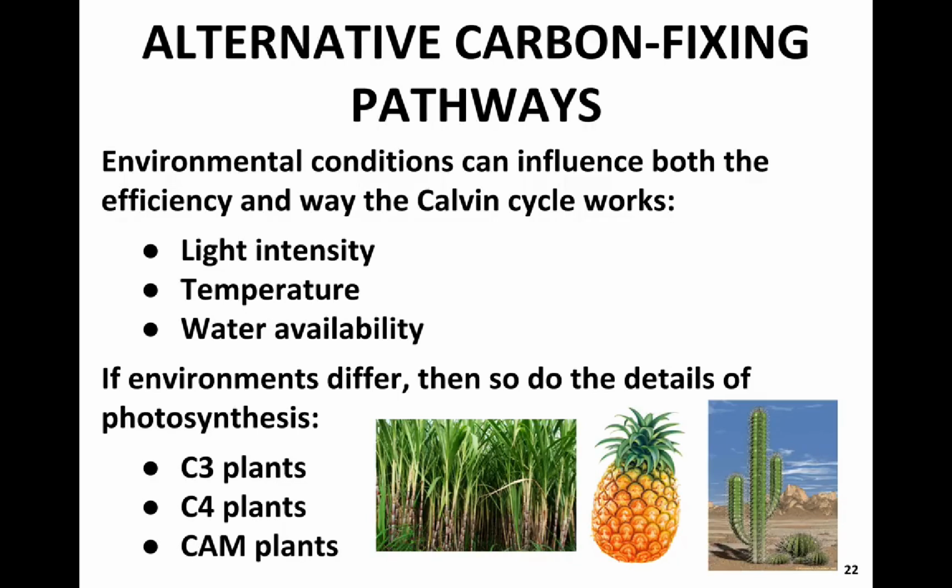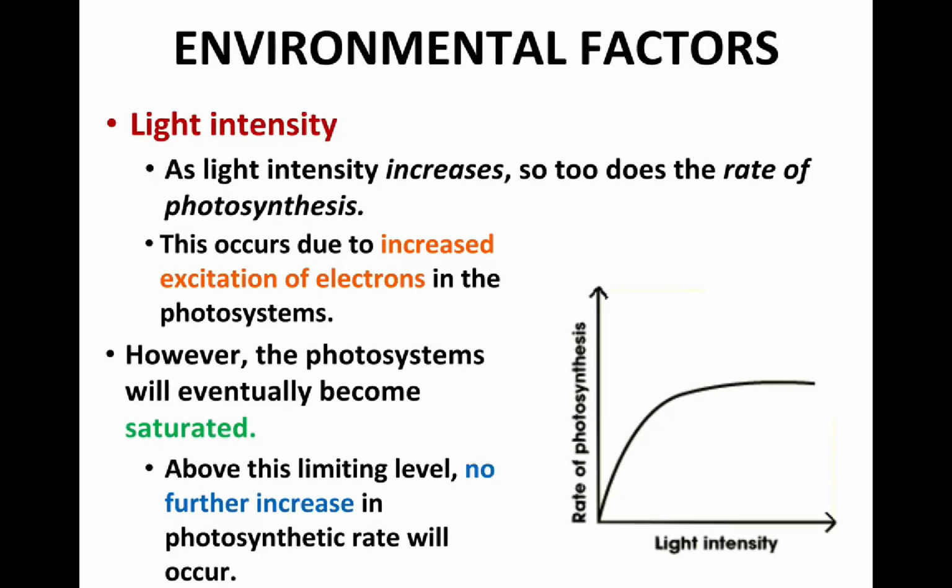And because environments differ so greatly, so do some of the pathways that plants use in order to photosynthesize. And we'll talk about the difference between the ways that C4 plants photosynthesize and CAM plants. And it's kind of cool in terms of how they've gained these adaptations over millions of years of evolution. So the three ways in which environmental factors affect photosynthesis are fairly straightforward in terms of what's going on.